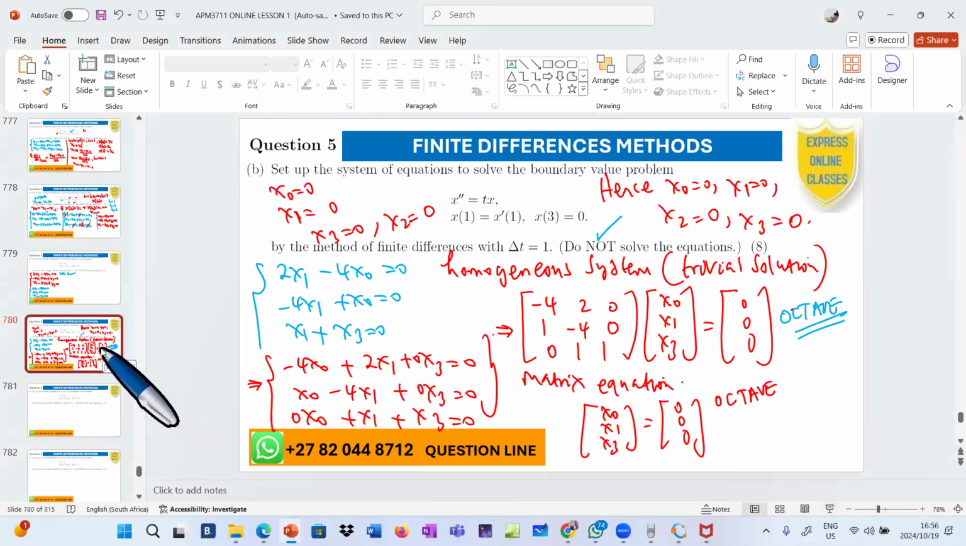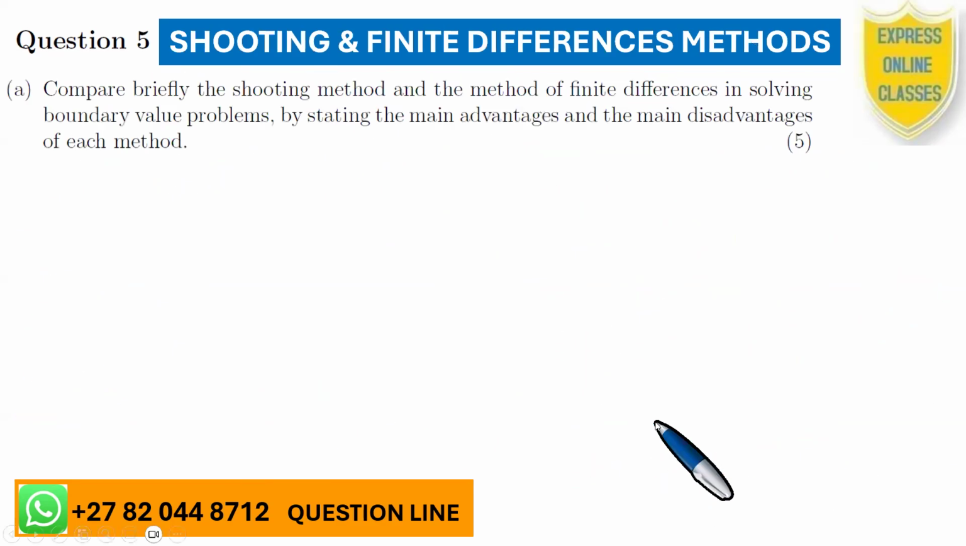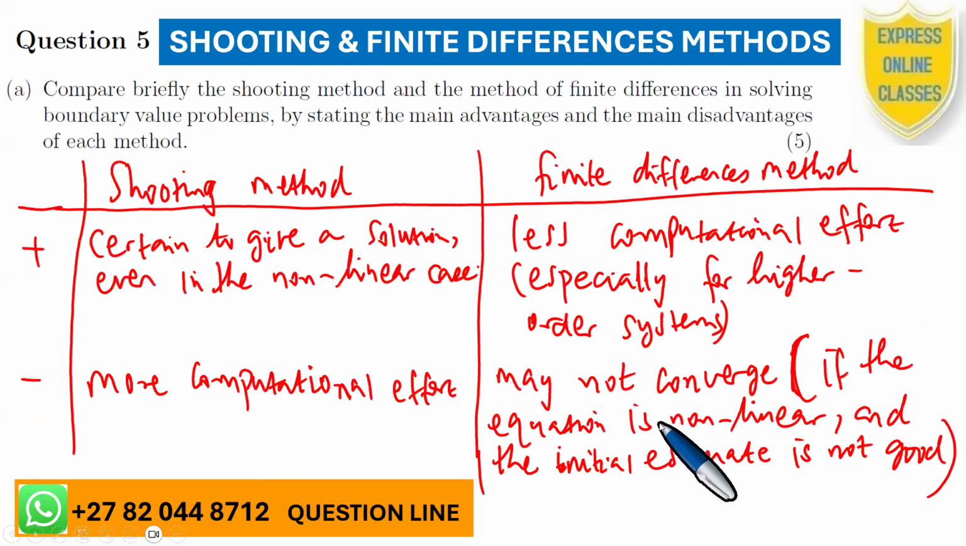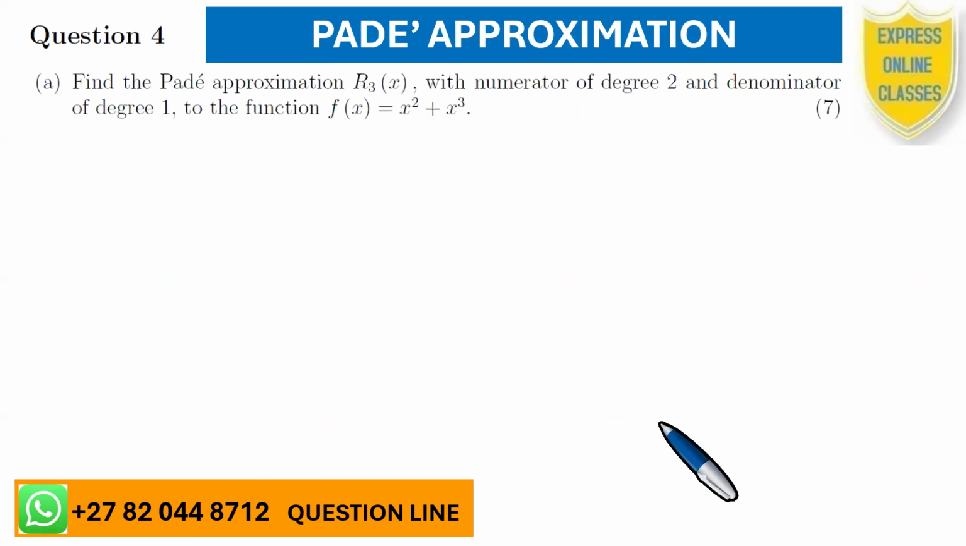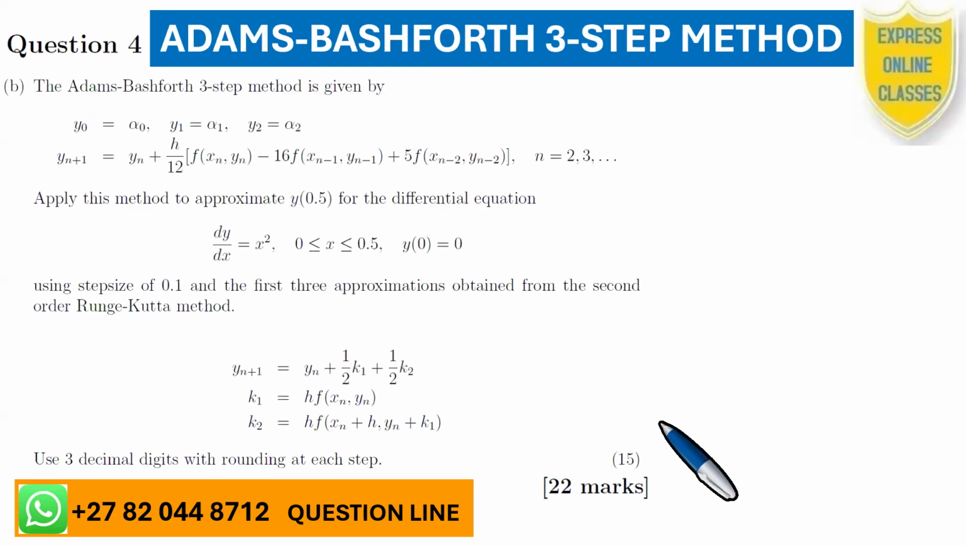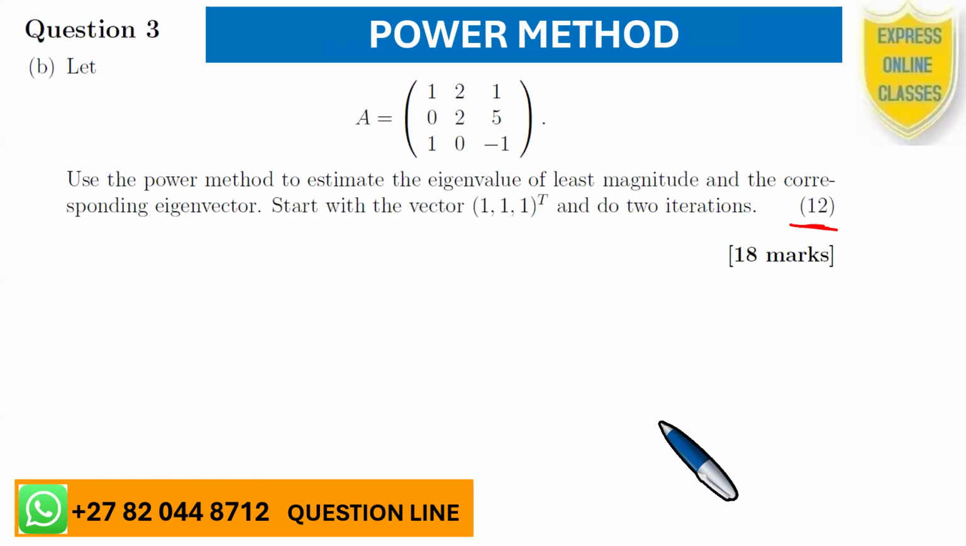Right, we're going to have another problem. Another question, that is. Okay, I'm trying to get to another question. All right, I want us to look at the Adams-Bashforth. Okay, the Adams-Bashforth is part B.